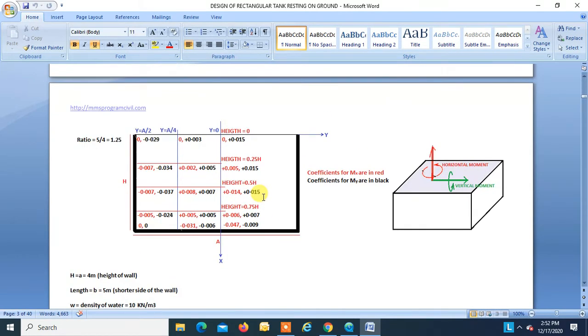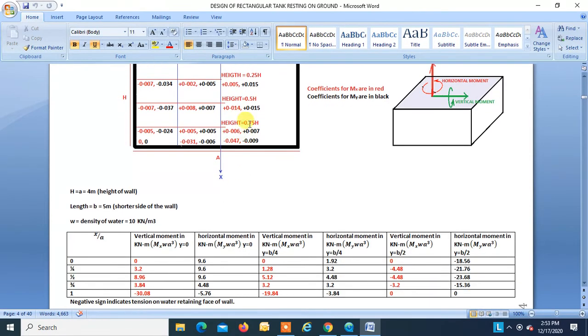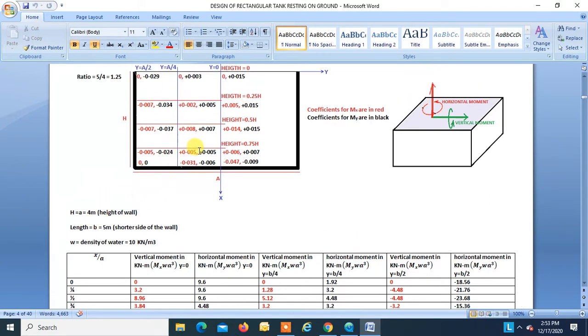Now coming to the next wall, that is the short wall. The ratio is 5 by 4, width is 5 meters, height is 4 meters, so b by a is equal to 1.25. For b by a equal to 1.25, these are the corresponding coefficients. From these coefficients we get this table. These are the moments at every intersection, so every intersection has a vertical and horizontal moment as shown over here.